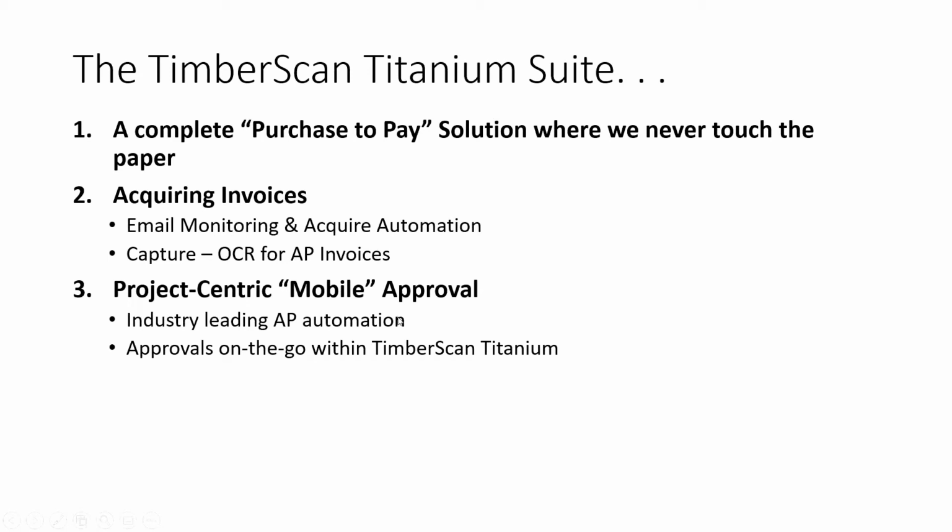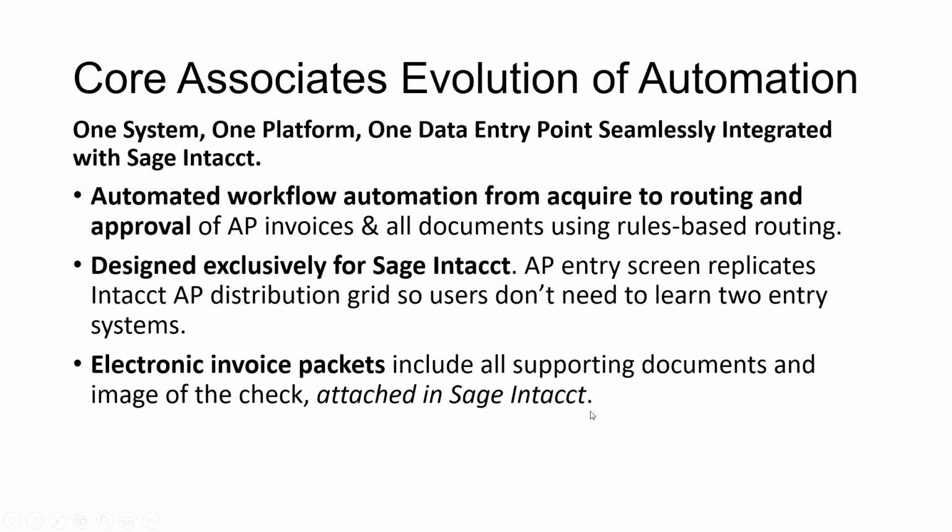As far as routing and approval, we have a number of different ways in which an invoice can be routed to an approver or approvers. The concept is to be able to use TimberScan Titanium on your phone, on an iPad, regardless of what type of device you're working with, to go through the process of approving the invoice. So the idea is one system, one platform, one data entry point seamlessly integrated with Sage Intacct.